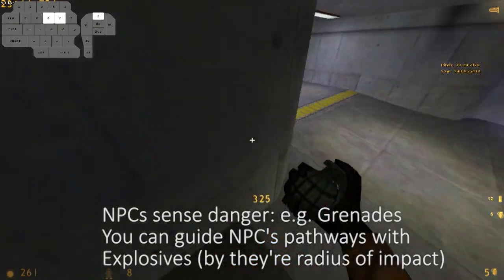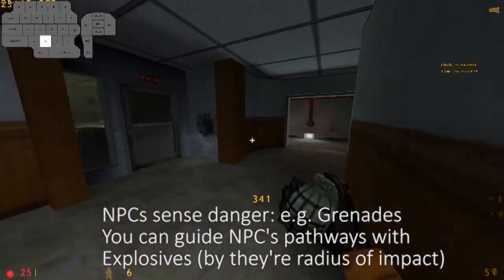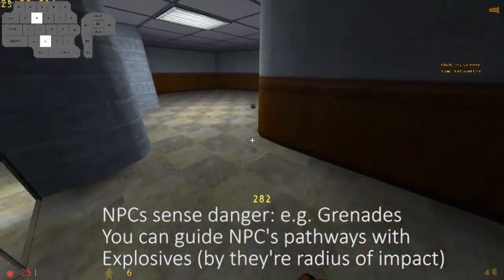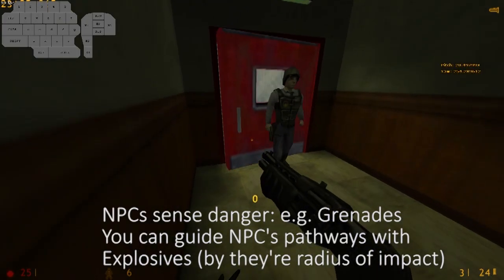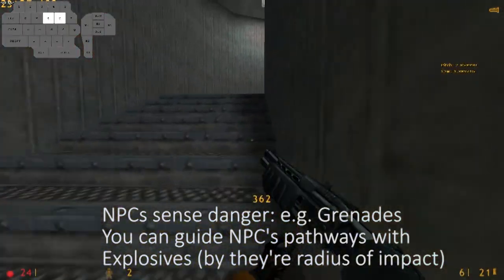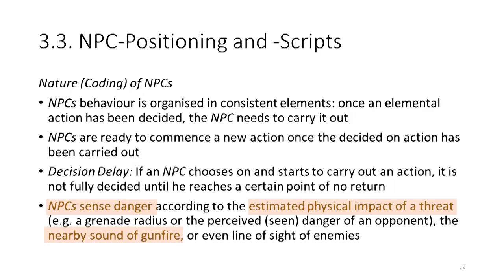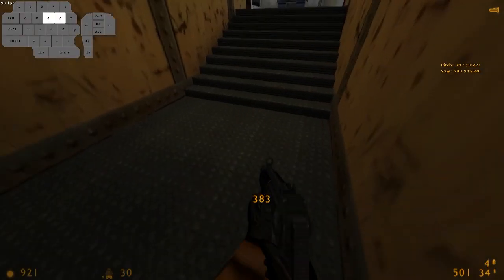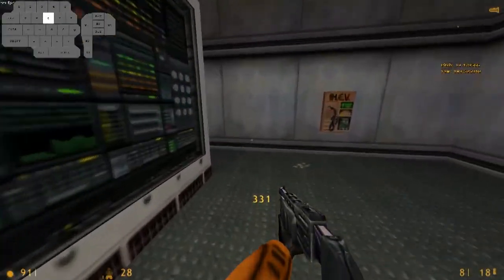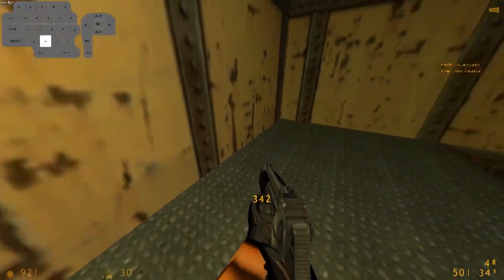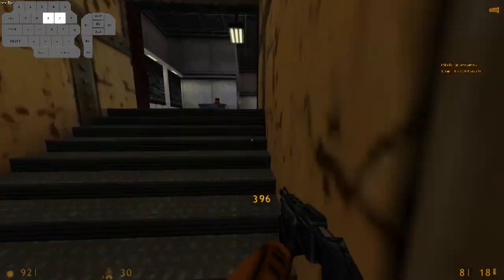NPCs also react to nearby gunfire or the estimated physical impact of a threat, like the radius of a grenade about to explode. With grenades you can guide an NPC to go a certain way when timing them, so he is free to decide on a new action again. Even when NPCs don't see a grenade, under certain conditions they will still be aware of it. For example, firing an SMG grenade on a wall close to the NPC.